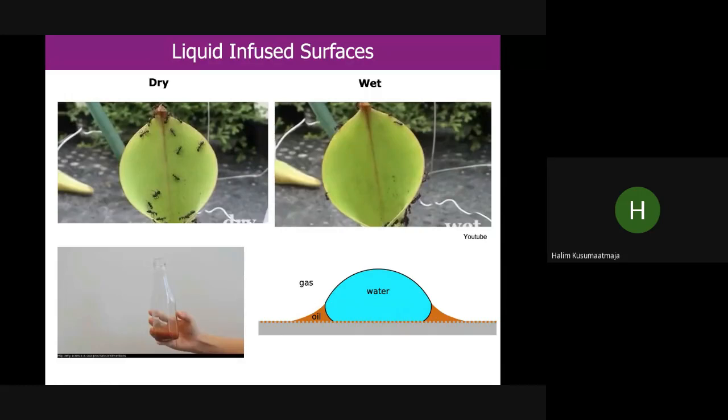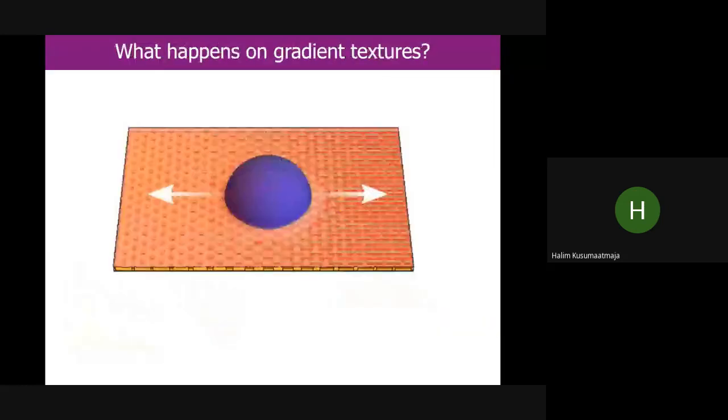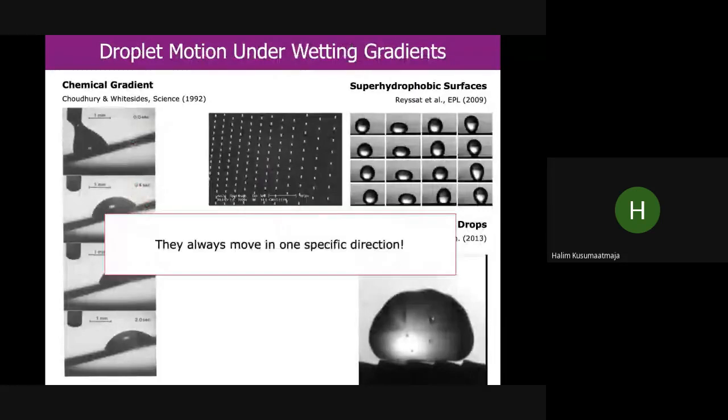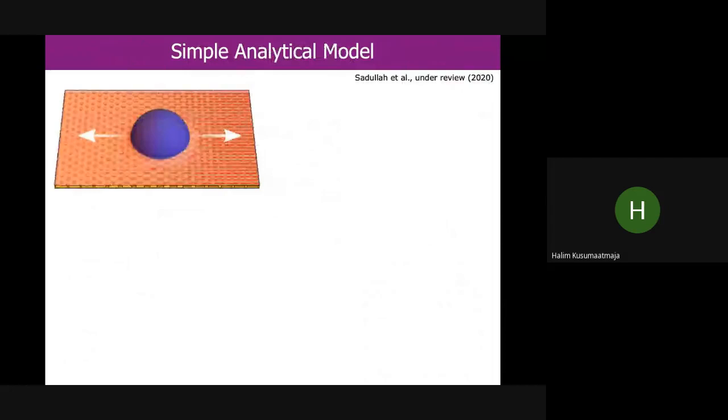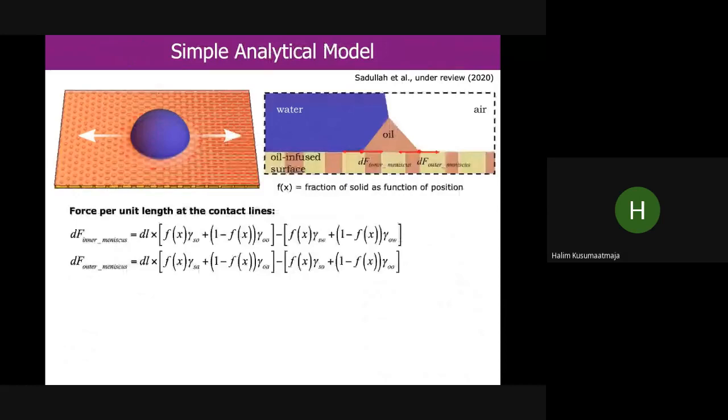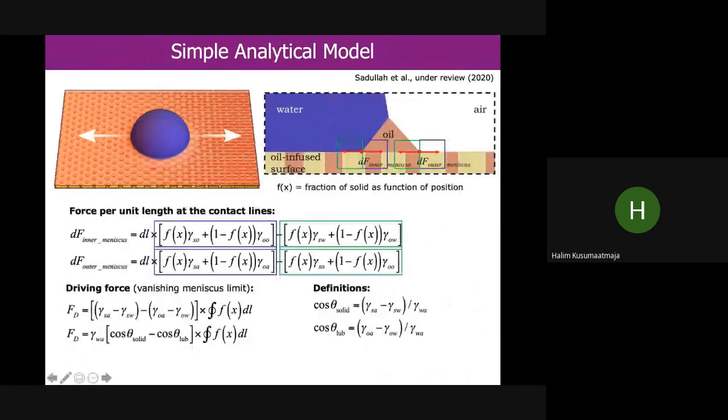One problem that I would like to talk to you about today is what happens if the texture has a gradient. You see that there is less solid fraction here, and then larger solid fraction on the right. I want to know what sort of motion you can get out of it. What is interesting is that people have looked at wetting gradients, but they always move in one specific direction. With liquid infused surfaces, it turns out you can actually have bidirectional motion. To understand this, we can look at the forces that act at the surface, at the contact line.